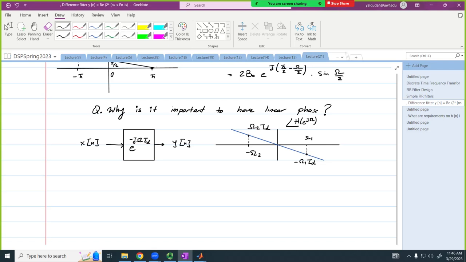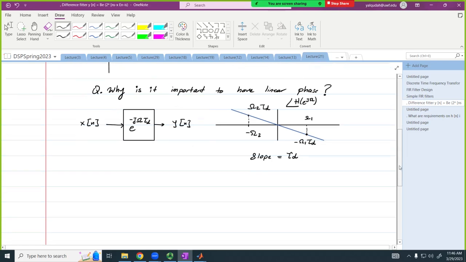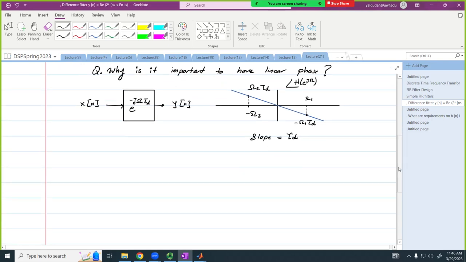The slope is negative tau delay. Omega 1 gets multiplied by negative tau delay. So let's see now what happens if I apply a signal to this system. The signal that I'm applying is cosine omega 1 multiplied by n plus cosine omega 2 multiplied by n.